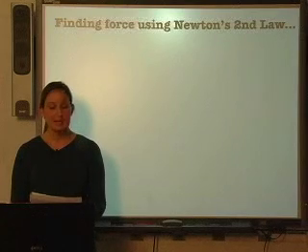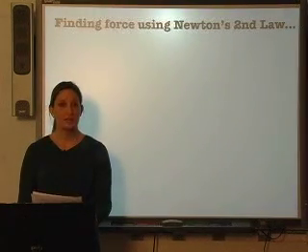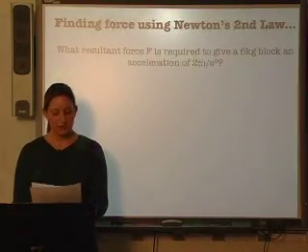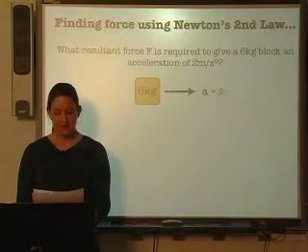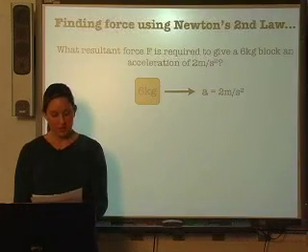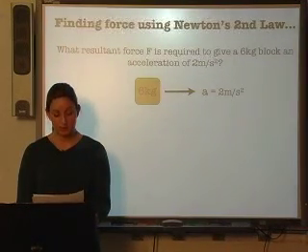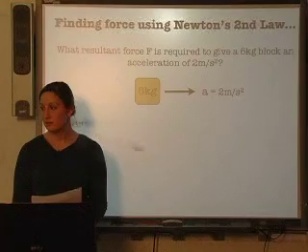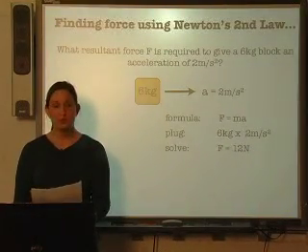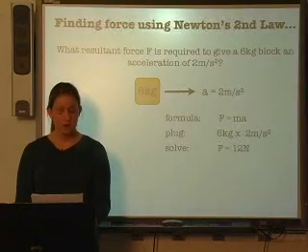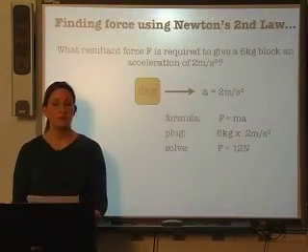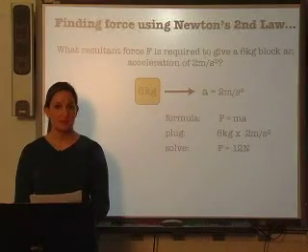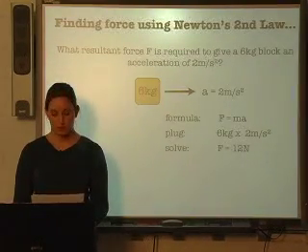Let's take a look at an example of finding force using Newton's second law and the formula F equals ma. We need to solve for the force required to give a 6 kilogram block an acceleration of 2 meters per second squared. In order to do so, you must use Newton's second law of motion and multiply mass times acceleration. So plug in 6 kilograms times 2 meters per second squared. By doing so, you get 12. So that is the force needed to move this object at 2 meters per second squared. So 12 newtons of force is needed to accelerate this 6 kilogram box 2 meters per second squared.